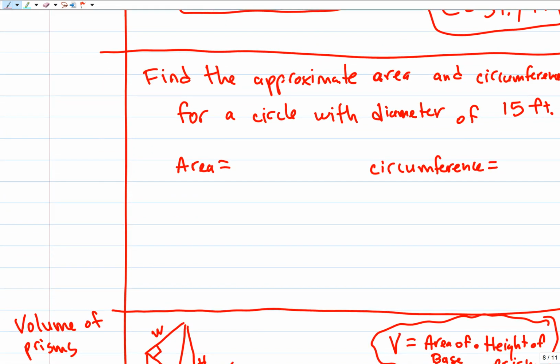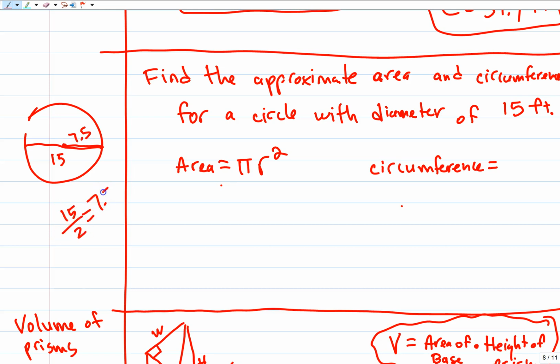Find the approximate area and circumference with a circle with a diameter of 15 feet. Well, the area is pi r squared. They did not give me the radius. They gave me the diameter is 15. So if the diameter is 15, here's my circle. If all the way across is 15 units, then what is the radius from the center to the outside? Well, it's half of that. So half of 15, 7.5. That would be our radius. So 3.14 times 7.5 squared.